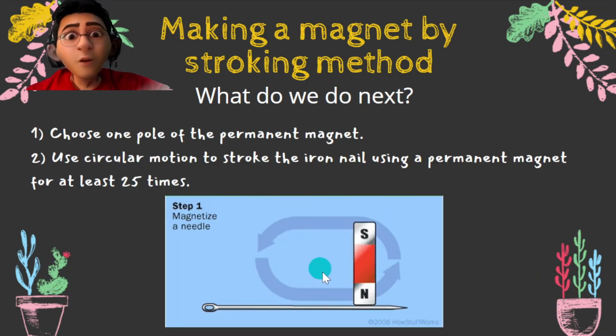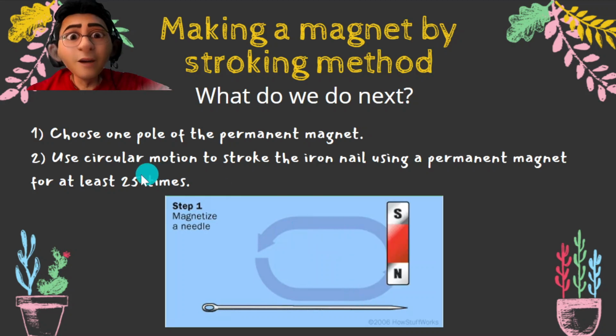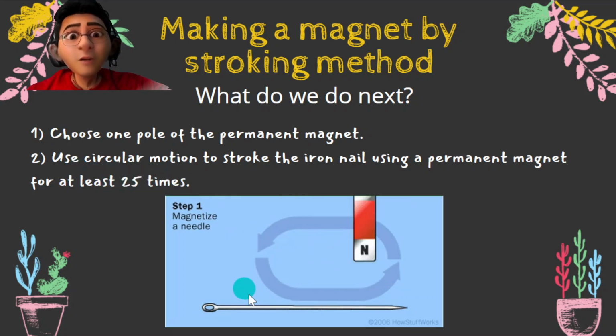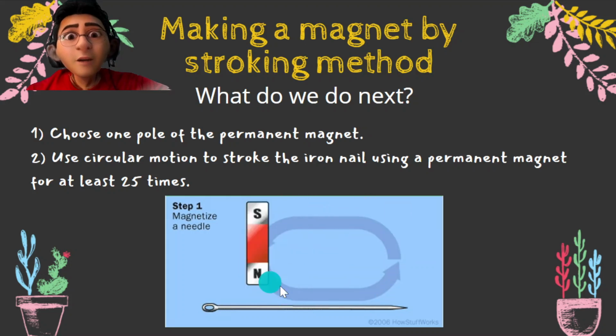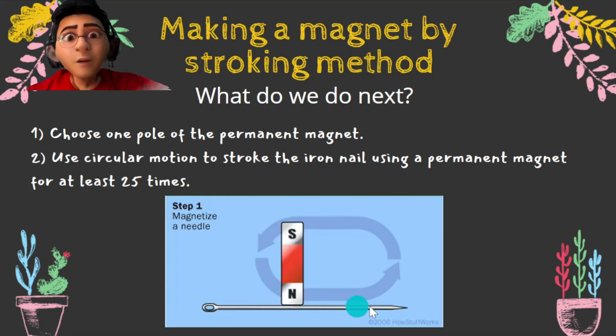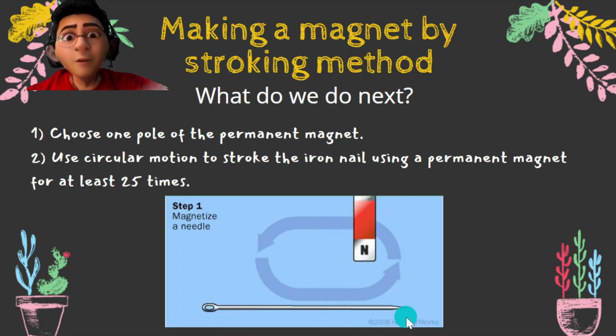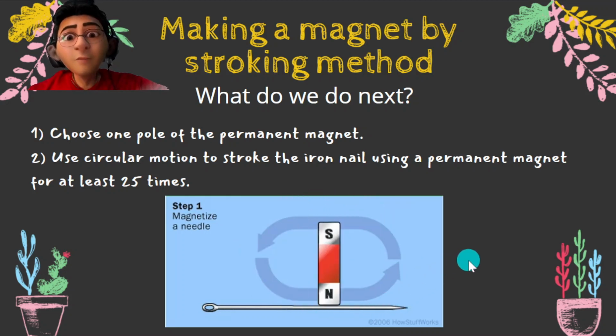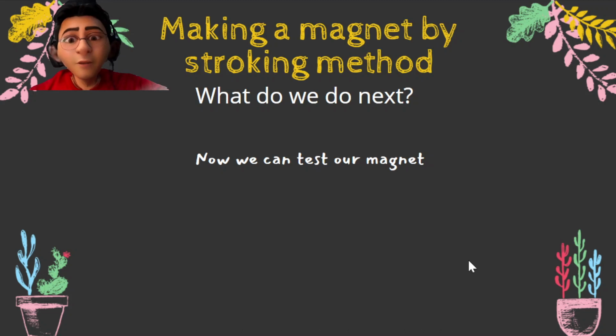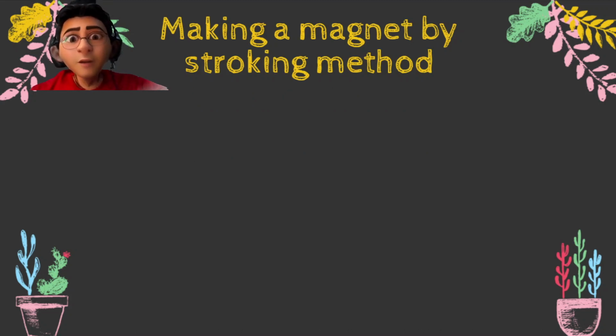So what do we do? Choose one pole of a magnet. You can choose N or S. Use a circular motion like this one to stroke the iron nail using a permanent magnet for at least 25 times. So in this case, I'm using a paper clip here, and Cikgu will stroke. This is called stroking for 25 times. After that, we can test our magnet. Now let's take a look at the video that I've mentioned just now.